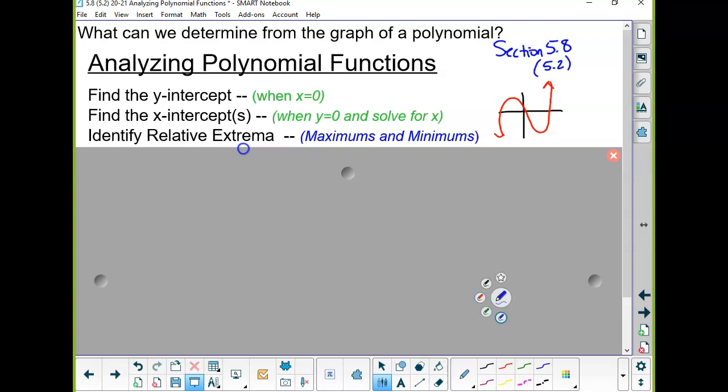Well, how many extremas are present? We have one maximum, and then here we have one minimum. Now we do have to be careful. These are technically called local maxes and local mins.